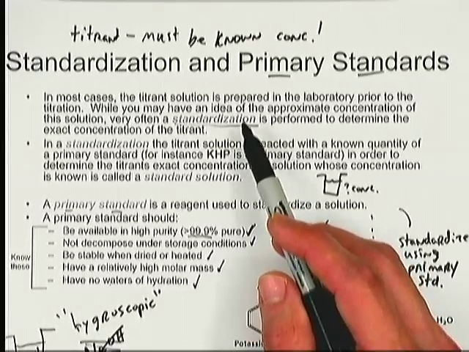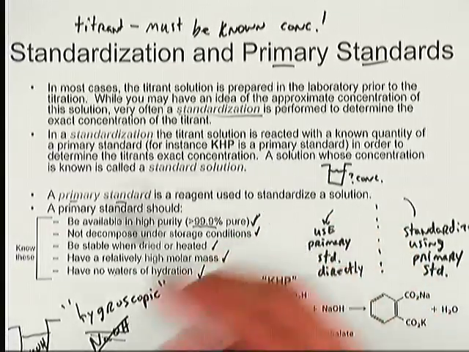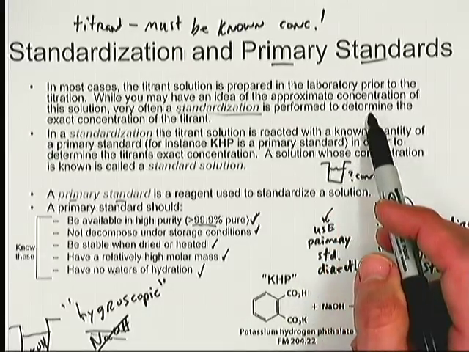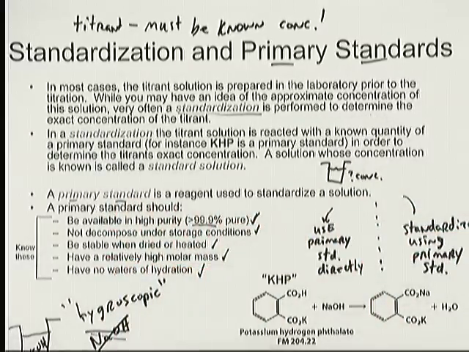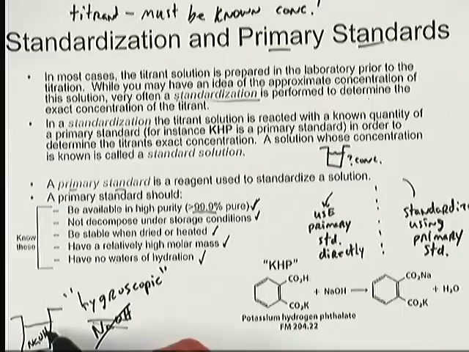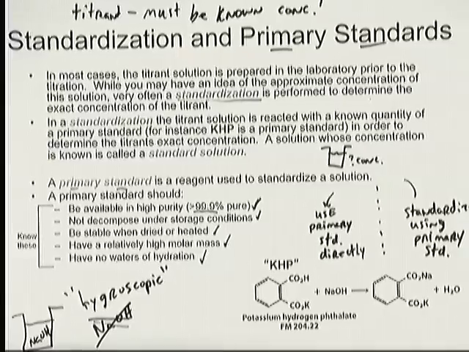Standardization is a separate titration experiment, done before the analysis, to determine the exact concentration of the titrant. What that means is I may take some of this sodium hydroxide that I've prepared, put it in my burette, and run a titration against a primary standard. In doing that, I can solve for the concentration of the sodium hydroxide.